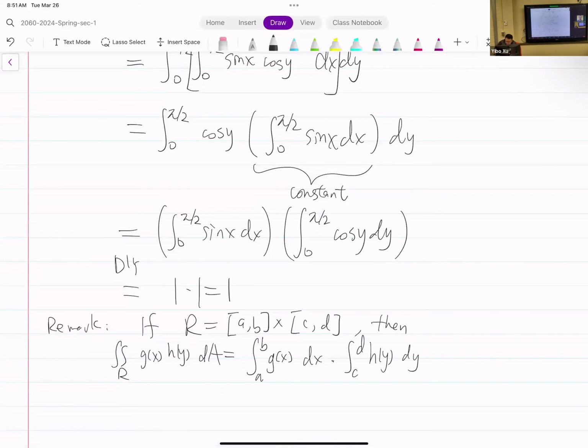Whenever you see a product, you can separate the integral. So that's pretty much it for today. Let me end the recording.